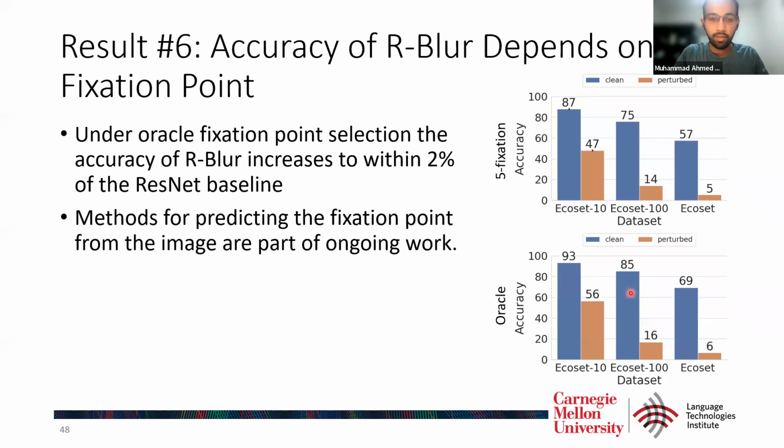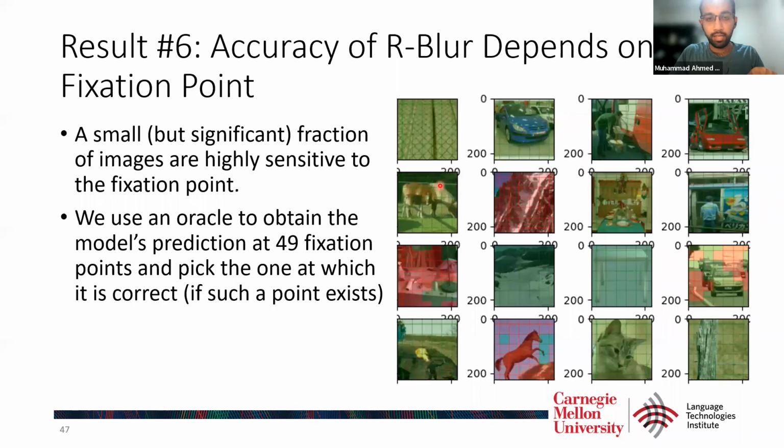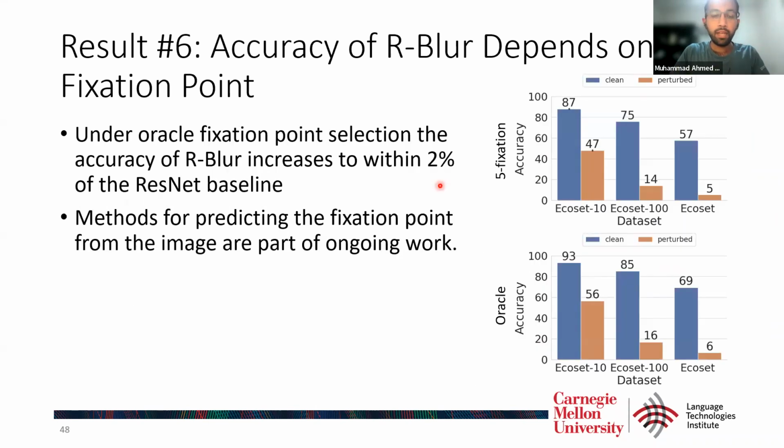Same thing here. In EcoSet 100, we go from 75 to 85%. On EcoSet, we go from 57 to 69%. And these accuracy numbers, if I go back here, are pretty close to the ResNet baseline. So essentially, what this means is that in the best case scenario, when we are able to correctly pick the fixation points, we are losing almost no accuracy, but gaining a significant amount of robustness. And finding methods to do this automatically are part of our ongoing work.